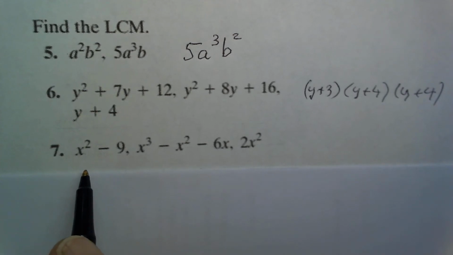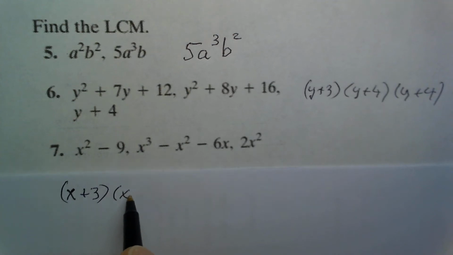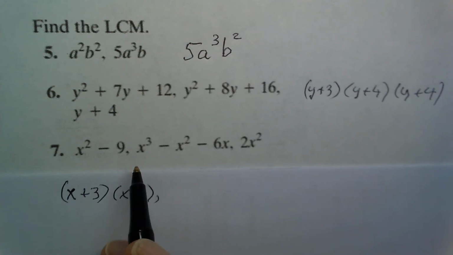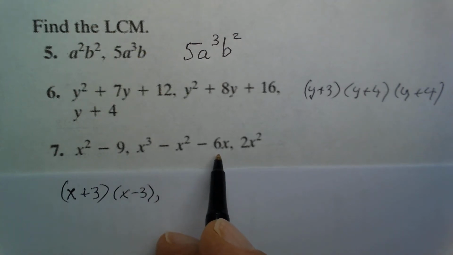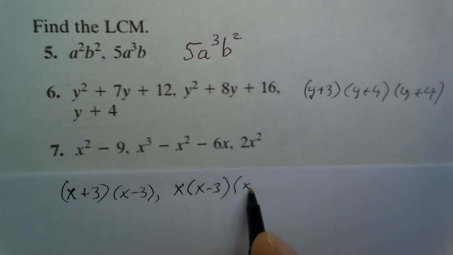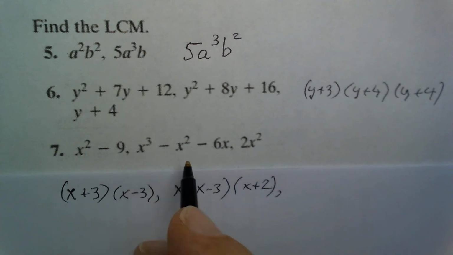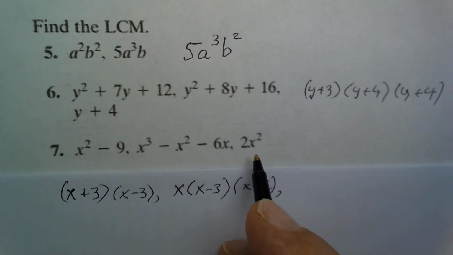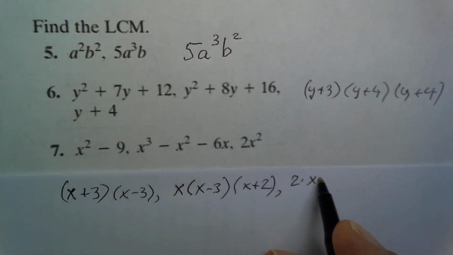When we look at number 7, we can factor x squared minus 9. That's the difference of two squares, into x plus 3 times x minus 3. And the second expression, x to the third minus x squared minus 6x, we know that we can factor out an x. And then we have an x minus 3 times x plus 2. You know how to factor trinomials. We practice a lot of times, so it's an application. And then here we have 2 times x times x.